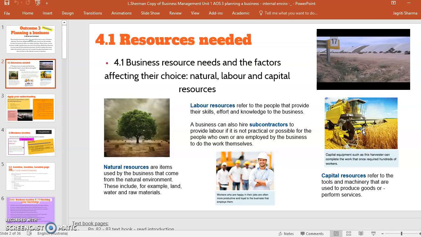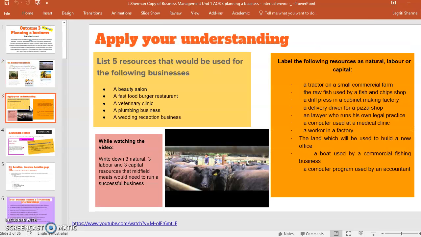So this is all we need to cover for today, because as I said, it's only one session. Now what I want you to do is, on page 113 there are some activities: test your understanding and apply your understanding questions. Look at the task questions, and you should start working on that. But before you head on to that, this is one other slide that I want to cover. List 5 resources that would be used for the following businesses. I want you to work through these questions before you actually jump onto the activities.